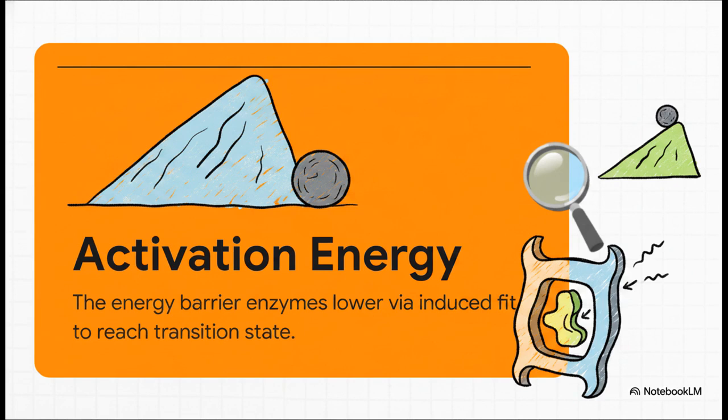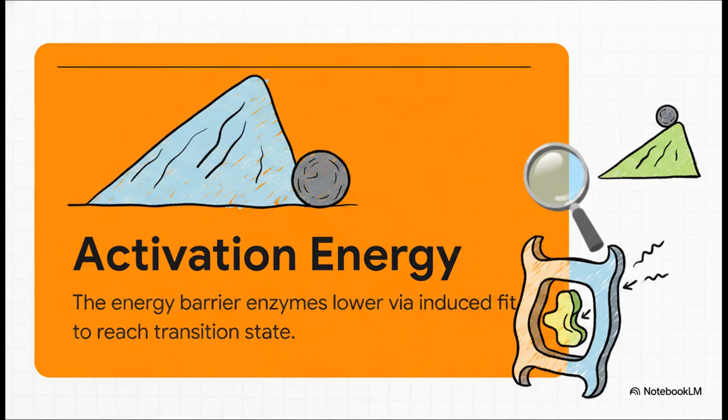The overall equilibrium of the reaction stays exactly the same. Instead, enzymes effectively lower the hill. They do this at a specific 3D pocket called the active site. Now, this isn't just a static lock and key. Through an induced fit, the enzyme binds the substrate and dynamically undergoes a physical conformation change.